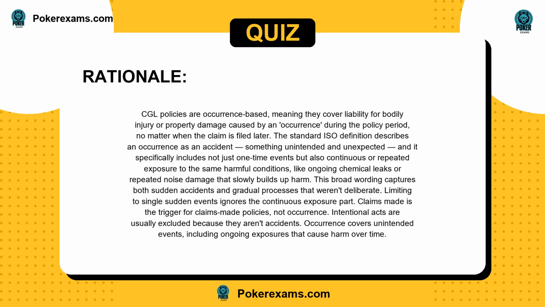Limiting to single sudden events ignores the continuous exposure part. Claims made is the trigger for claims-made policies, not occurrence. Intentional acts are usually excluded because they aren't accidents. Occurrence covers unintended events, including ongoing exposures that cause harm over time.